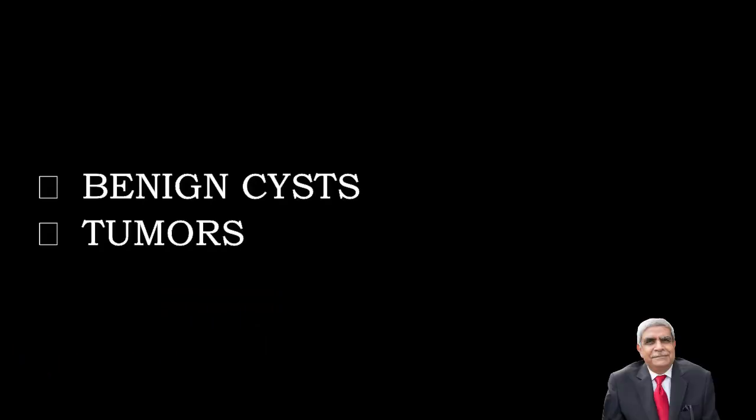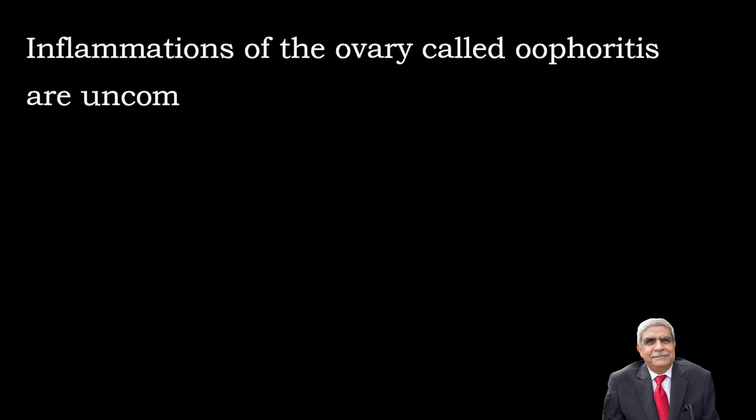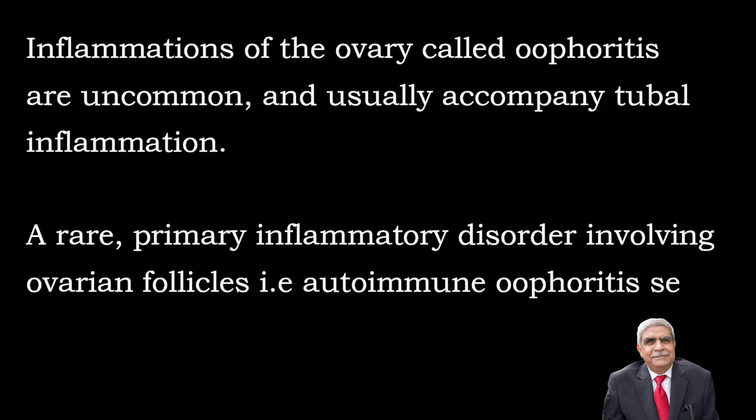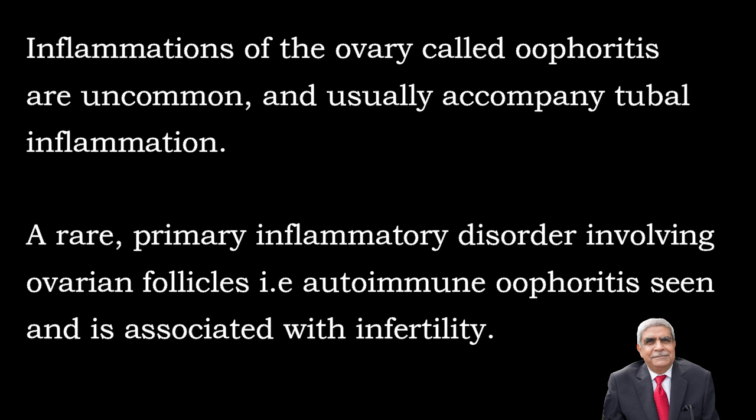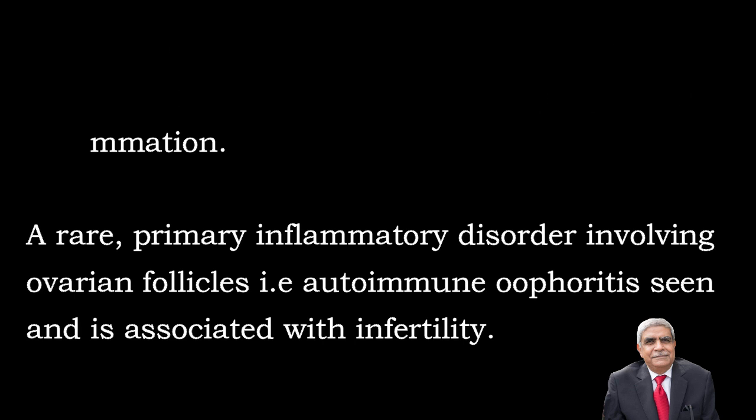We are going to discuss the lesions which are seen in ovaries, and they include functional or benign cysts and tumors. Inflammation of the ovaries, which is oophoritis, is uncommon, and it is accompanied by tubal inflammation. Rarely, a primary disorder involving the ovarian follicles, that is autoimmune oophoritis, occurs, and it is associated with infertility.